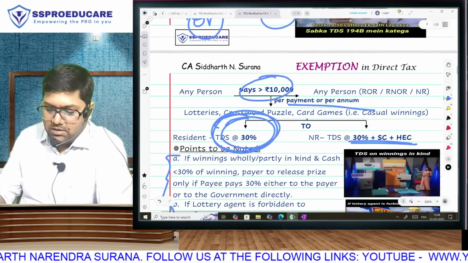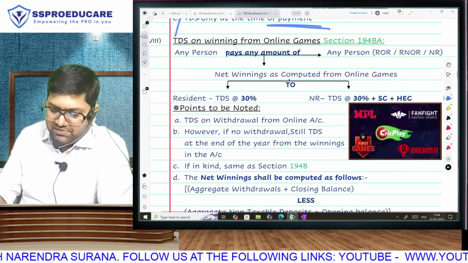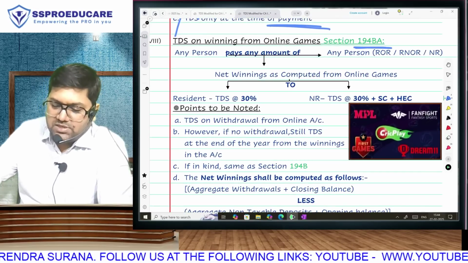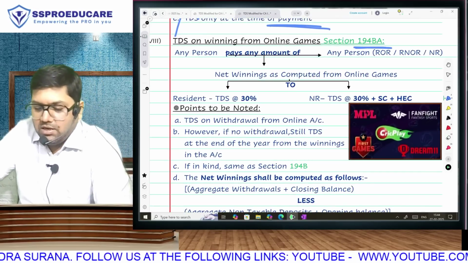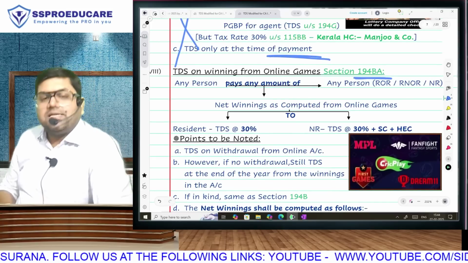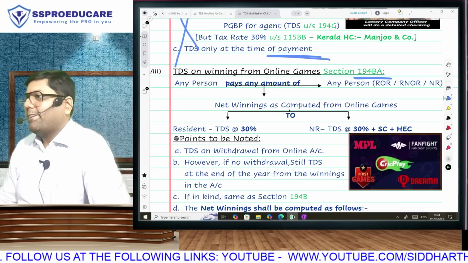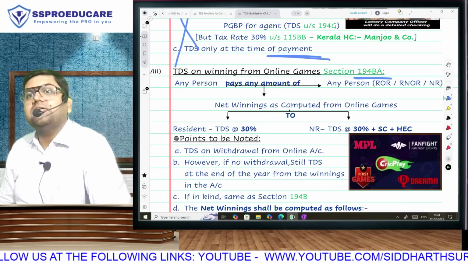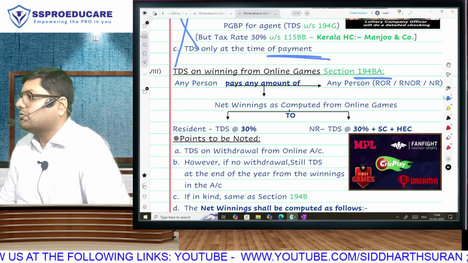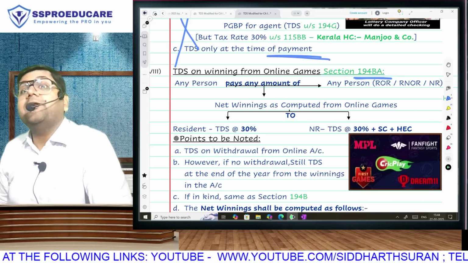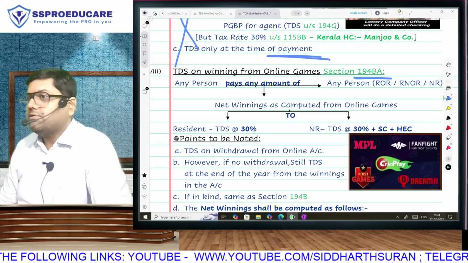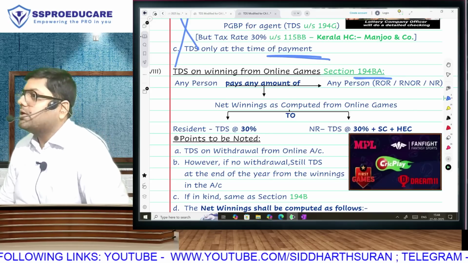Is that clear? In between, we have section 194BA, which was introduced in income tax law last year only, because as things are getting digital, see, shopping became digital. Ordering of food became digital. Bro, basic necessities of life, food, clothing, shelter. Bro, health and education have also become digital. So gambling also became digital.